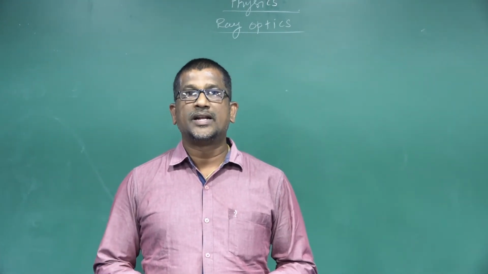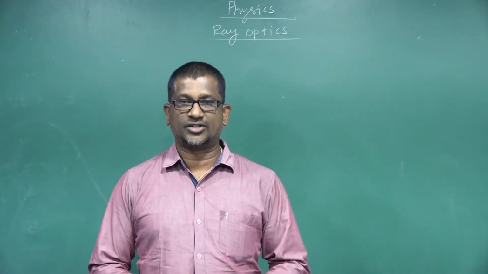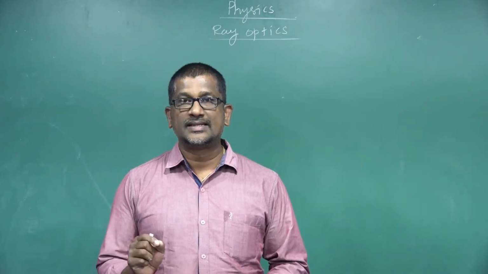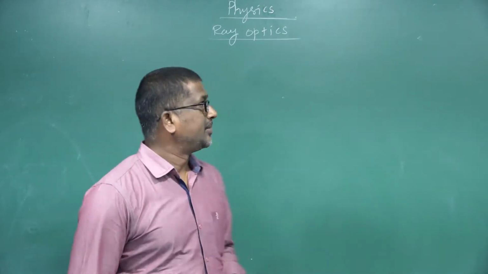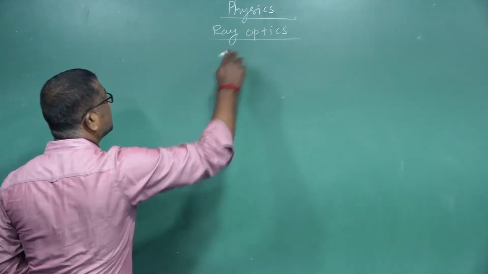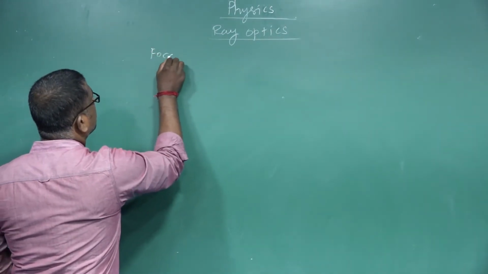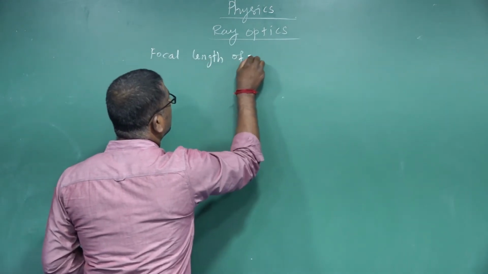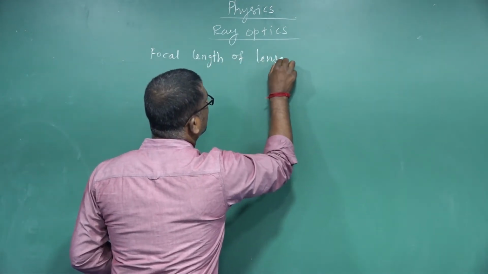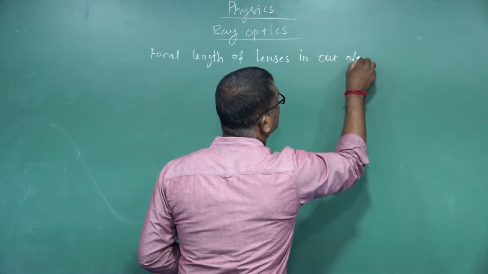Today I am going to explain about focal length of lenses in out of contact, from the chapter Ray Optics. Ray Optics is the chapter name, and the topic name is focal length of lenses in out of contact.